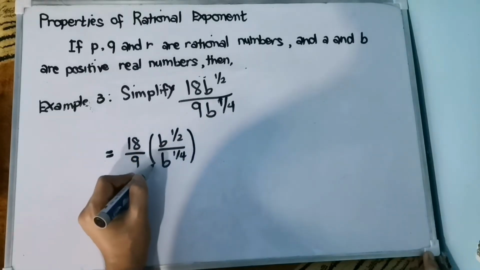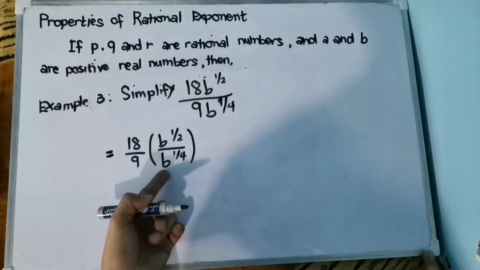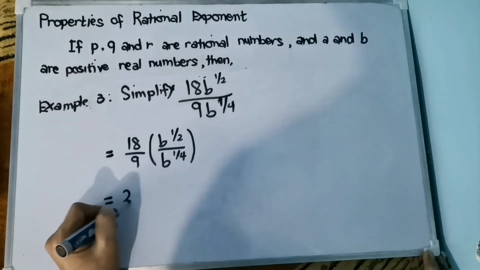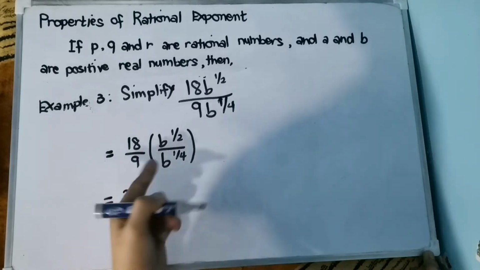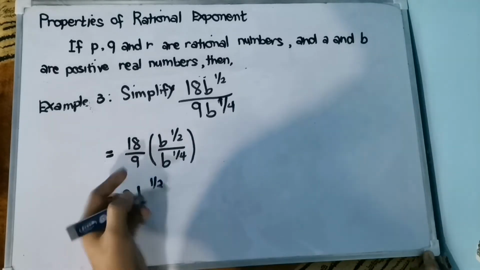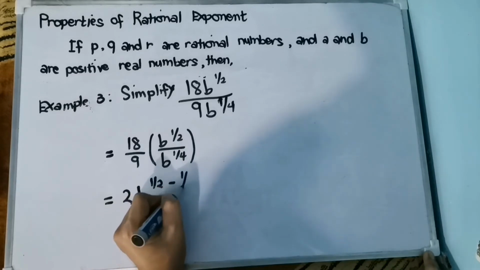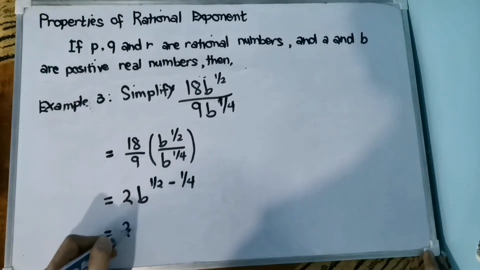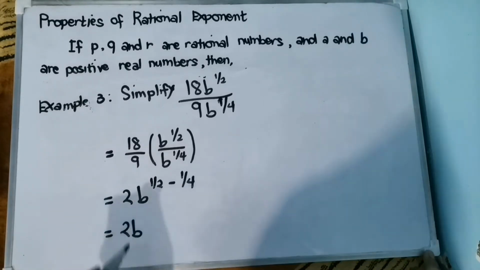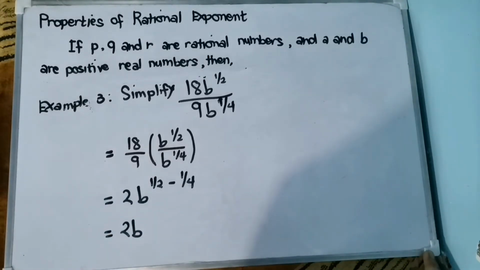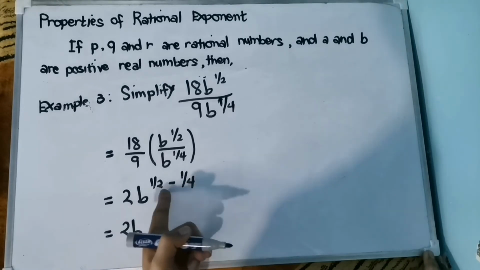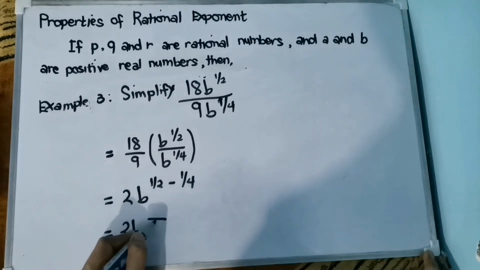So pinaghiwalay lang natin yung coefficient tsaka yung variables. So that is 18 divided by 9 is 2. And then b, 1/2 minus 1/4. So we need to subtract that. Then we have here 2b. So let us get this common denominator between 2 and 4. So since subtracting the similar fraction, so that is over 4.